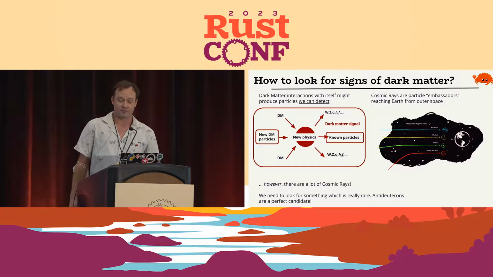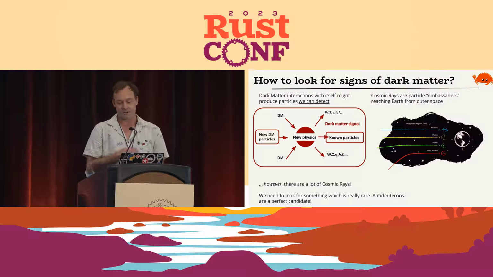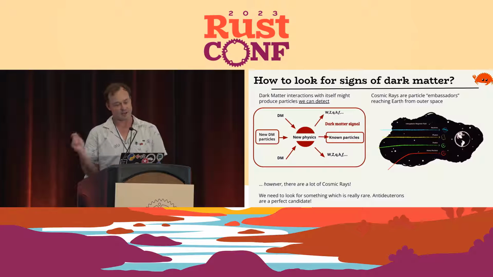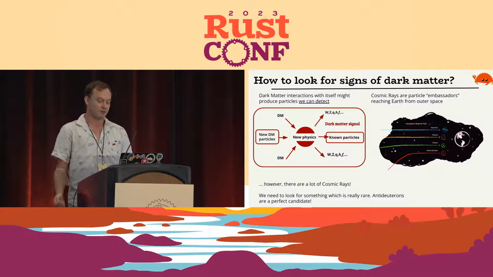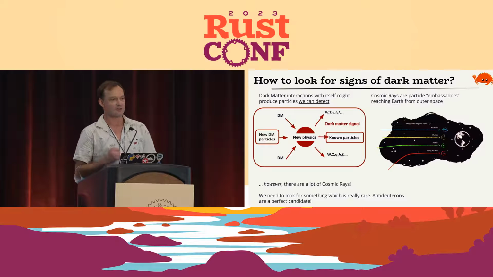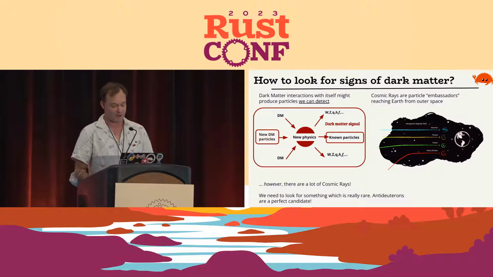What happens to us on Earth is that we get bombarded every second by a lot of these particles: all kinds of elementary particles, electrons, hydrogen nuclei, and so on. The difficult task is to figure out which of these particles come from dark matter interaction. With the experiment I'm telling you about now, we exploit a trick.